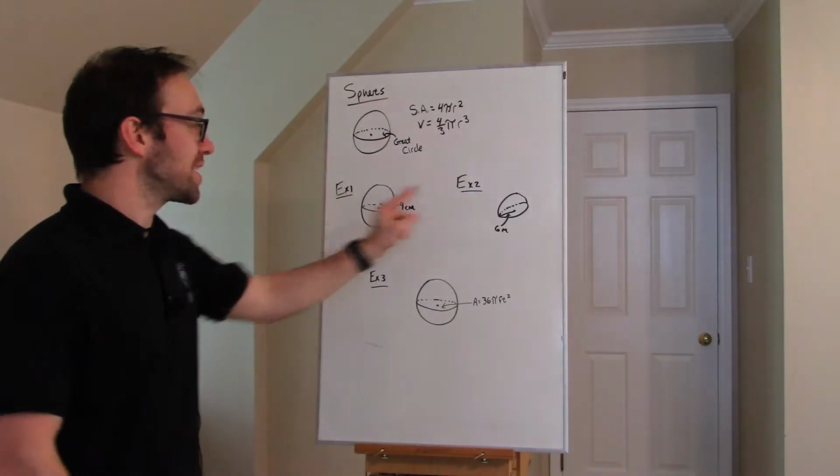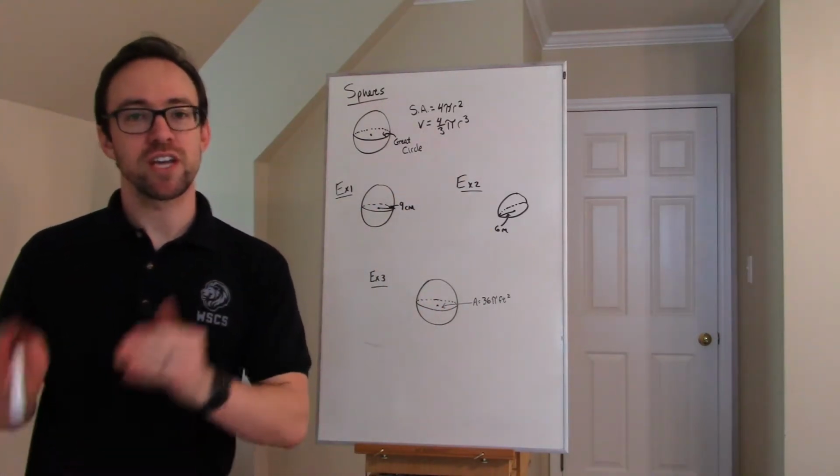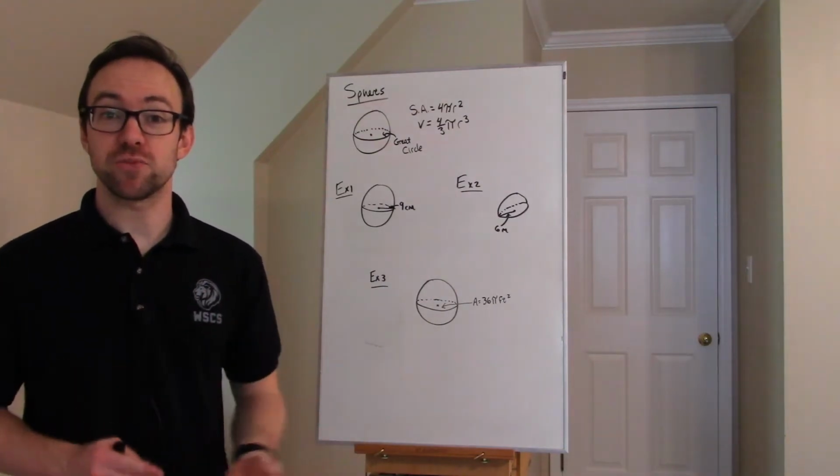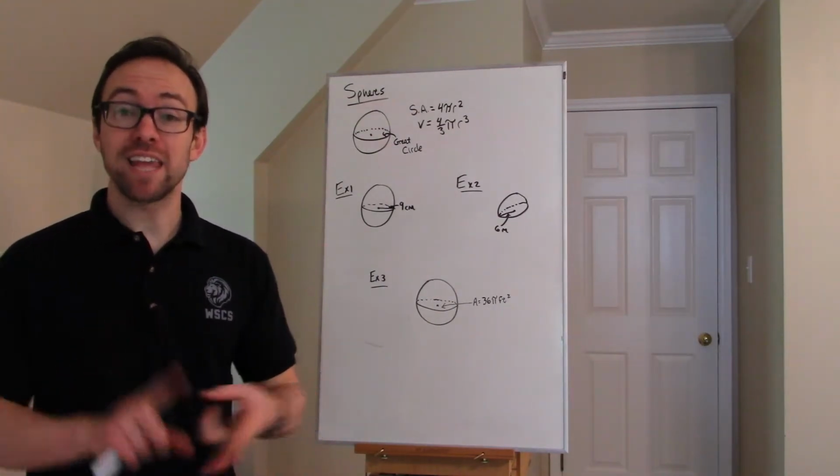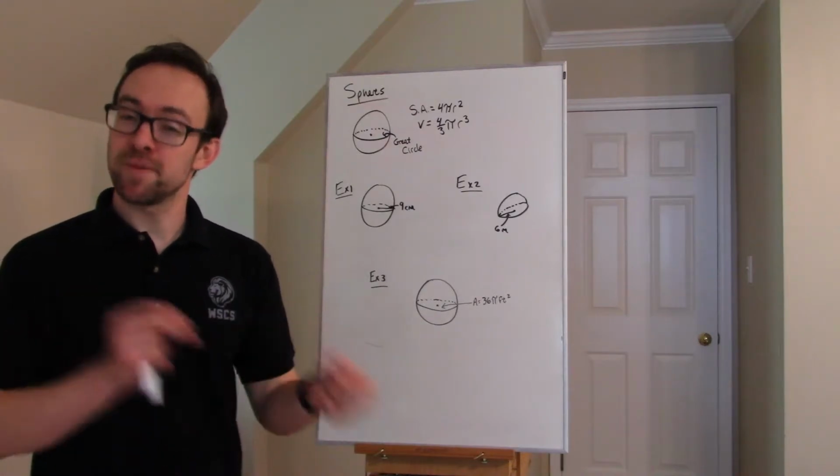Now let's look at 3 examples to go with the surface area and volume of spheres. For each of these 3 examples, we're going to find the surface area and the volume of each sphere or hemisphere.